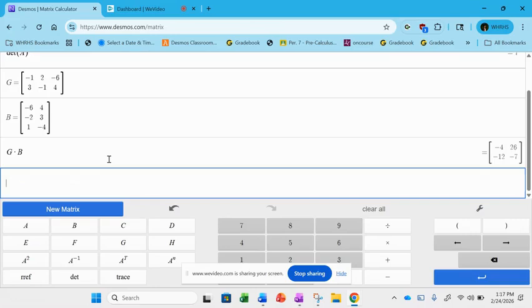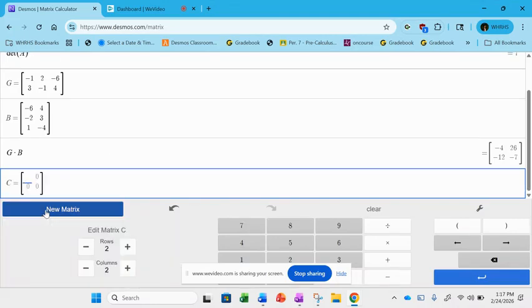All right, inverse matrix. Let's say I have, let's get a new matrix here. Let's say I have the matrix 1, 2, 3, 4. There's my matrix C. What am I going to do to save it? Enter.